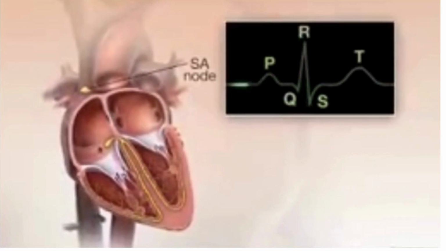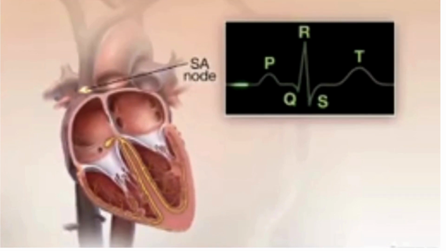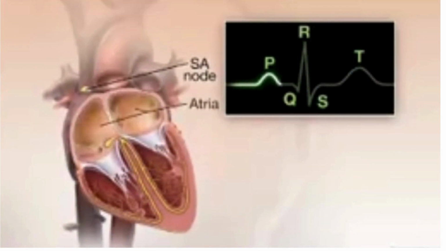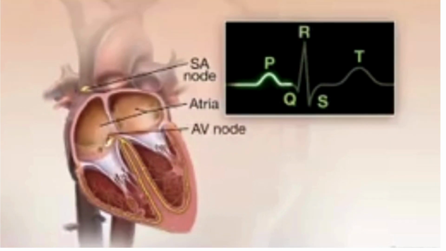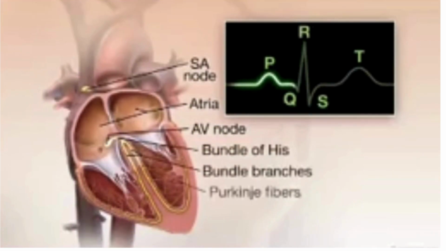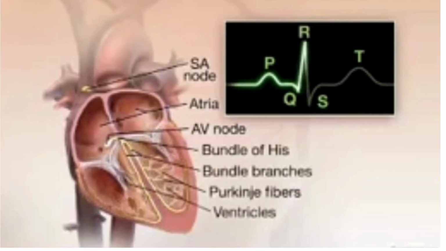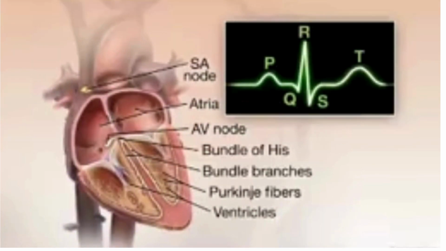The SA node is the normal pacemaker of the heart. It begins the heartbeat by producing an electrical signal. This signal spreads through the atria, or upper chambers of the heart, causing them to contract. Electrical activity in the atria is seen on the ECG as the P wave. The signal then reaches the AV node, which transmits the electrical signal that continues through the bundle of His, the bundle branches, and the Purkinje fibers. This causes the ventricles, the lower chambers of the heart, to contract.